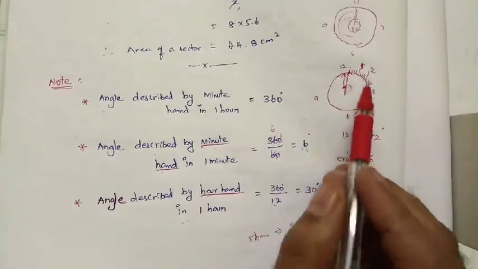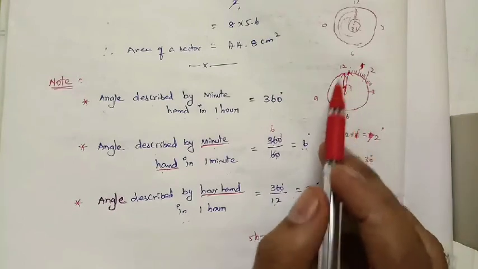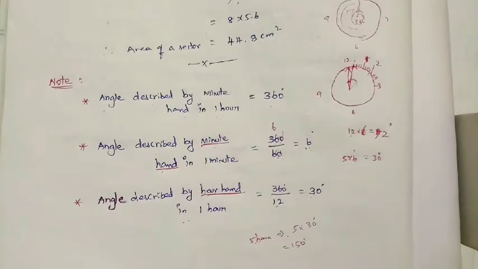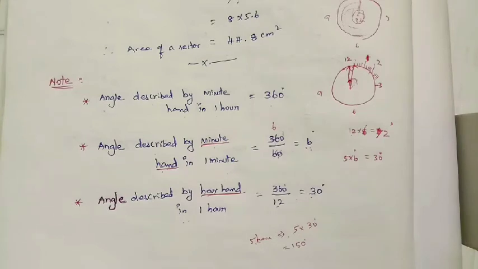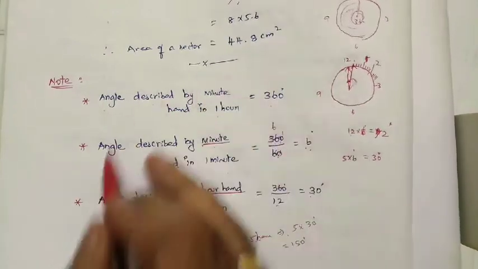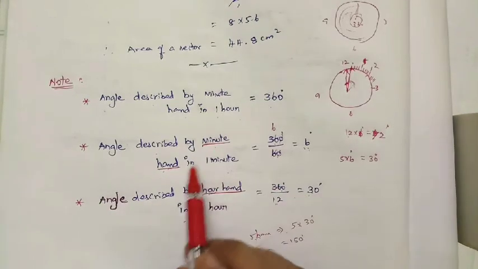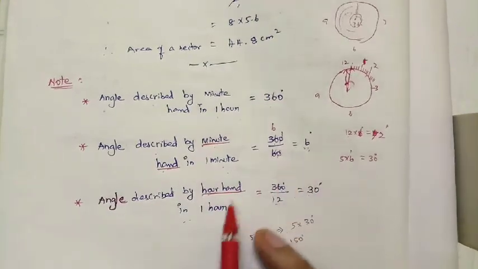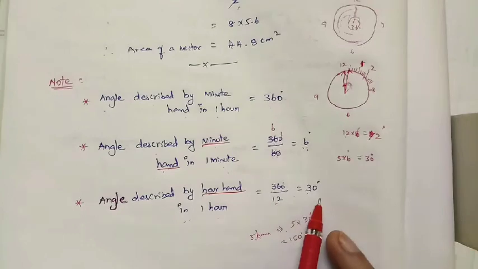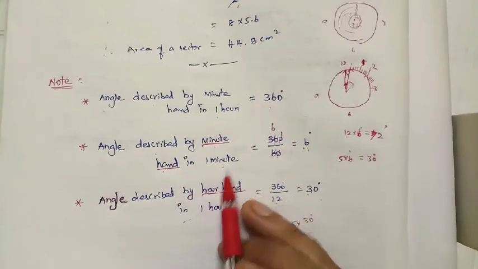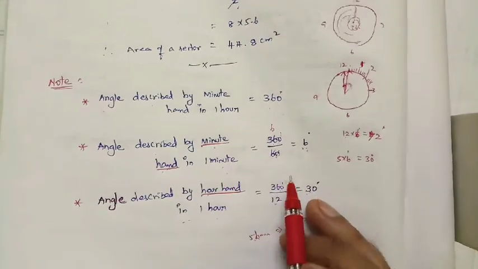In clock-oriented sums, they won't give the value of theta. We only want to find the value of theta. For that, we need to know these basic constant things: the minute hand in 1 minute is 6 degree, and the hour hand in 1 hour is 30 degree. Depending upon the number of minutes or hours, we find theta.